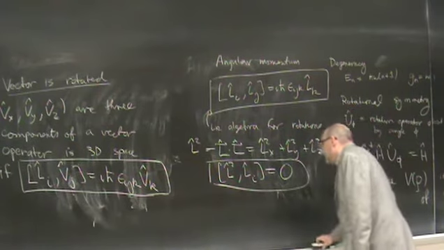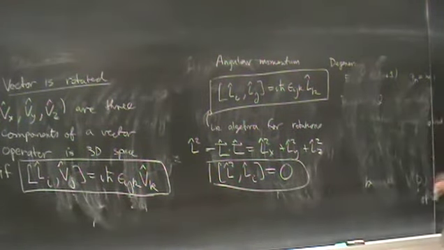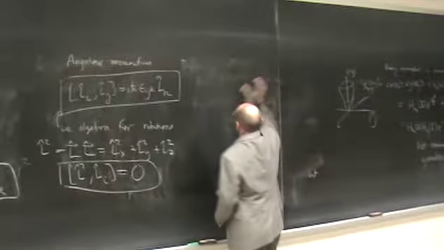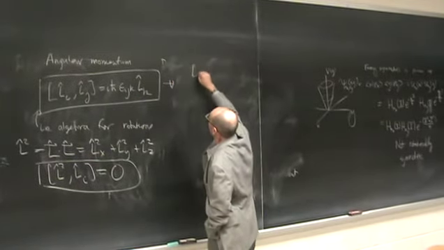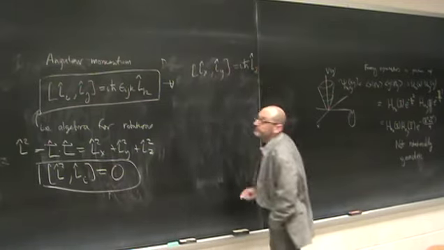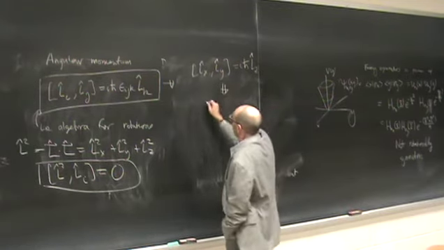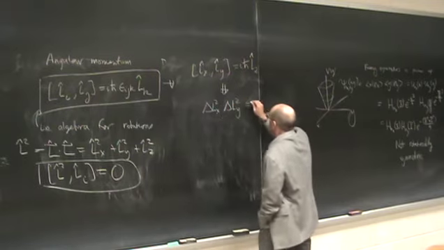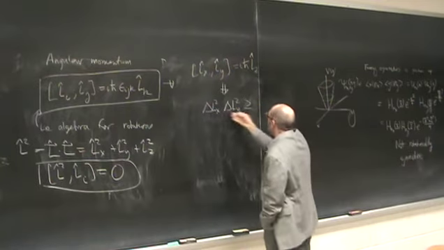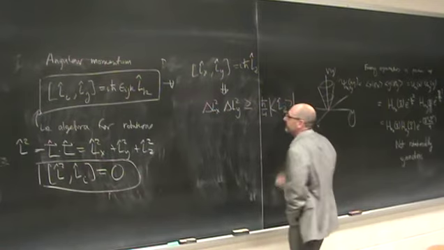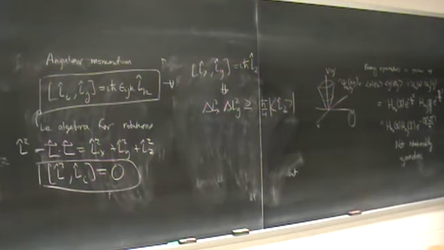Okay? And what this says, of course, is that the fact that this is true, for example, Lx commuted with Ly is i h bar Lz, implies that the uncertainty in Lx and uncertainty in Ly can never be zero in general, or it must always be bigger than or equal to this. So we have a kind of uncertainty principle.